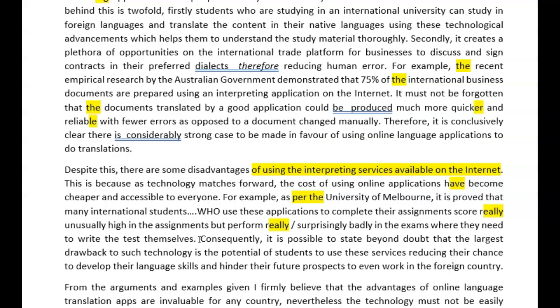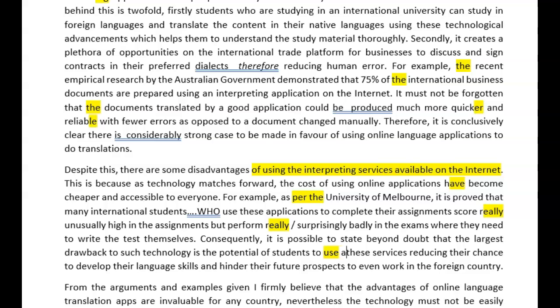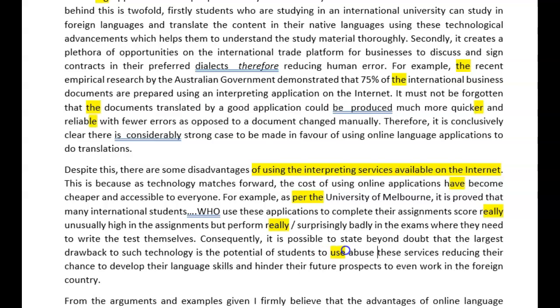That's so true. Consequently, it's possible to state beyond doubt that the largest drawback to such technology is the potential of students to use these services to abuse. So I wouldn't use anymore. I'd use abuse, which is the negative version of that. Abuse these services.